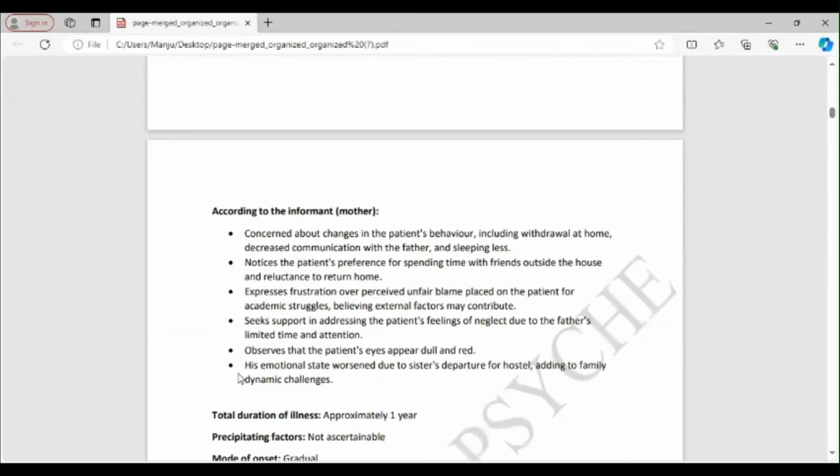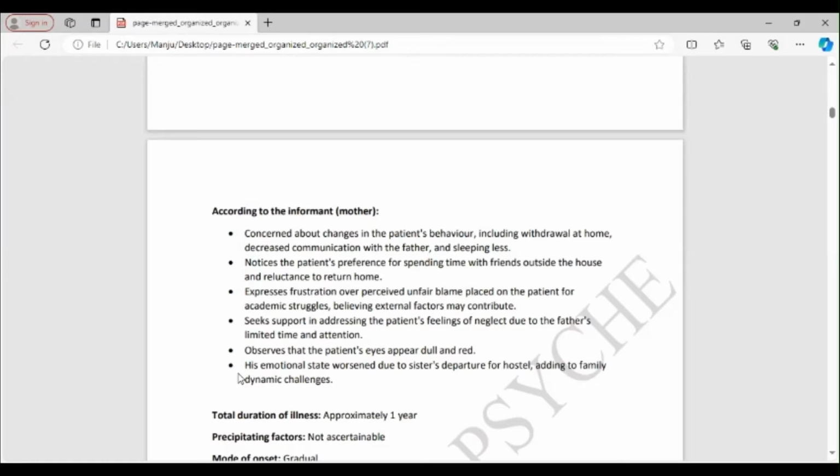Major concerns according to the informant, that is the mother. She is concerned about changes in his behavior, including withdrawal at home, decreased communication with the father, and sleeping less. She notices the patient's preference for spending time with friends outside and reluctance to return home. She expresses frustration over perceived unfair blame placed on the patient for academic struggles, and seeks support in addressing the patient's feeling of neglect due to father's limited time and attention. She observes that his eyes appear dull and red and his emotional state worsened due to sister's departure for hostel, adding to family dynamic challenges. Total duration, precipitating factors.